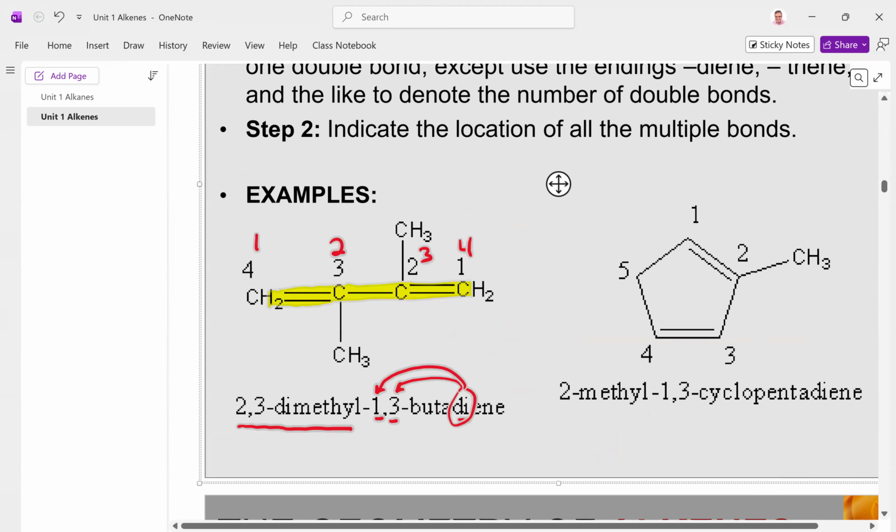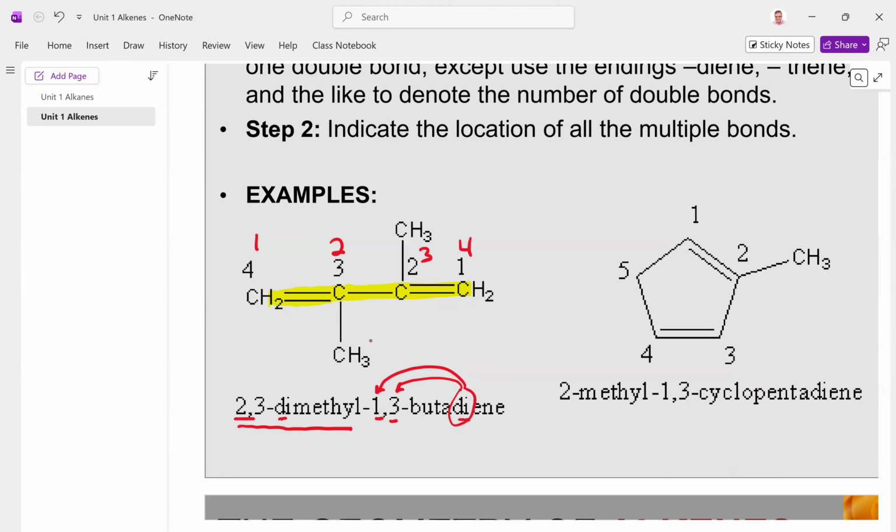And again, whenever you have di, you have to have 2 numbers that represent each one. Okay, does that make sense?